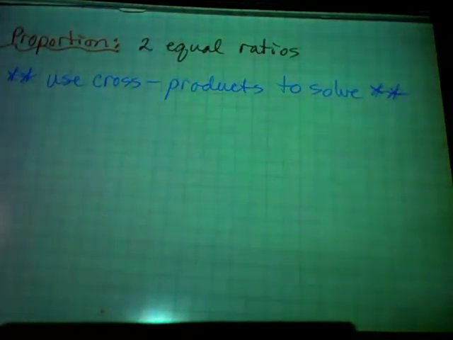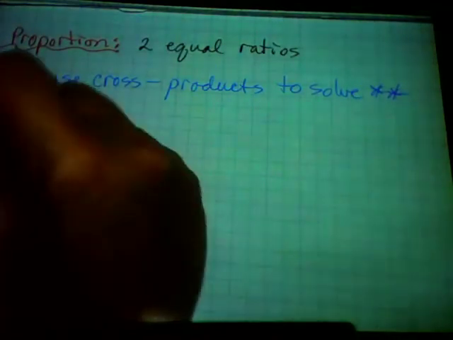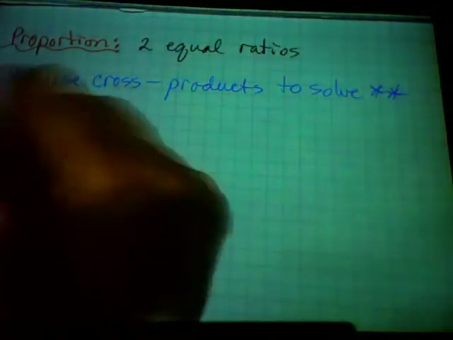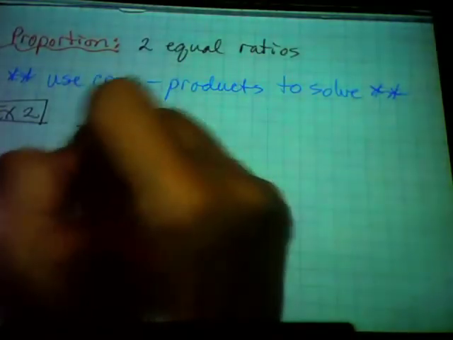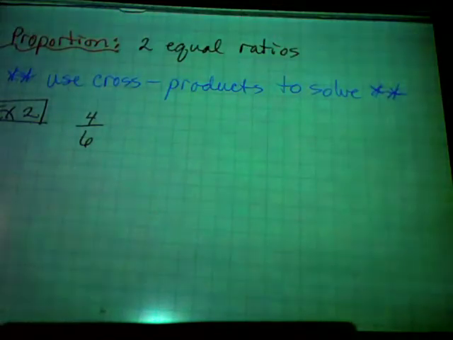That's huge. You have to know, how do I solve a proportion? Cross products. So example 2. Seems like we've done more than 2. I just want to prove to you that cross products should be equal in a true proportion.